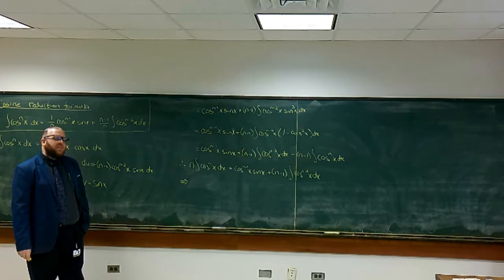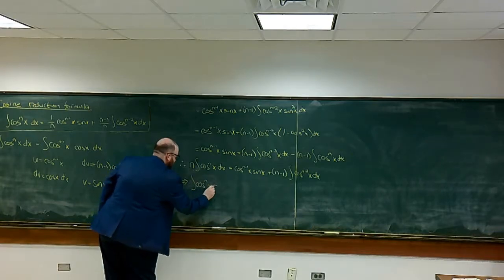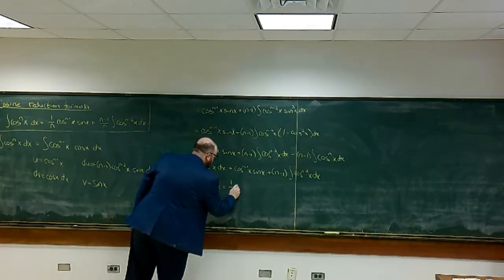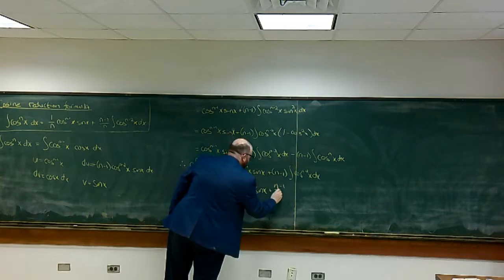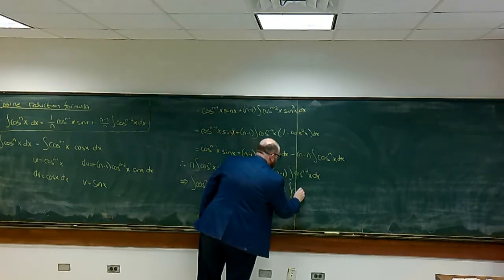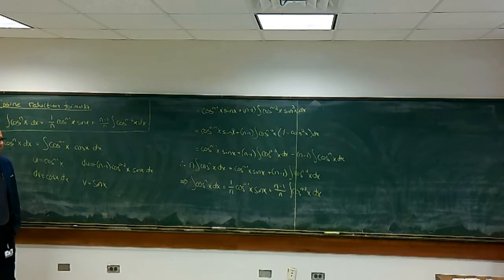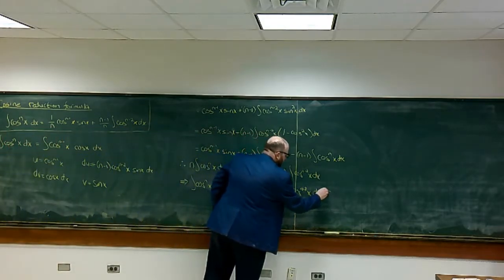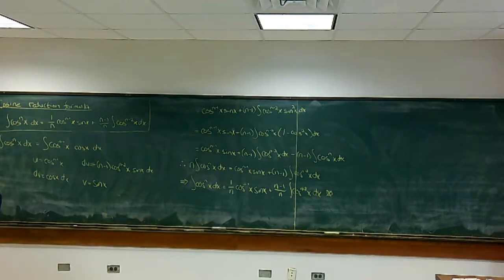Multiply both sides by 1 over n. That's the reduction formula that we wanted. Proof is complete.